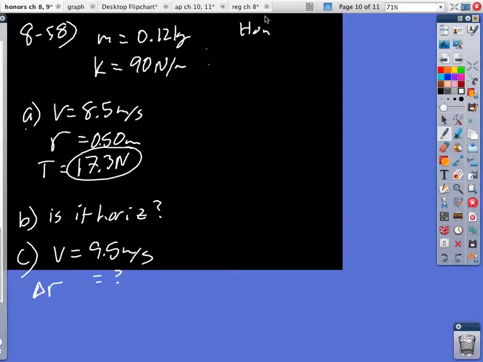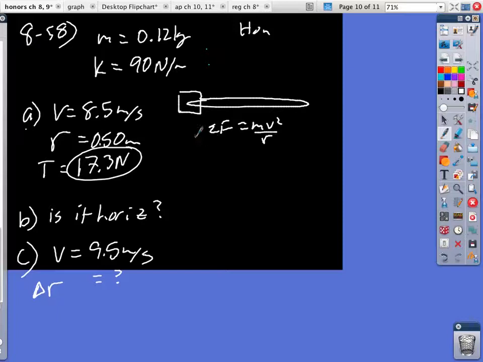So first, finding this, we kind of went over this in class, so I think we should be okay with the fact that if this object is spinning around this, then the sum of the forces is equal to mv squared over r, and then the tension is what's keeping it doing that. So the tension is equal to mv squared over r. That's how you get the 17.3.